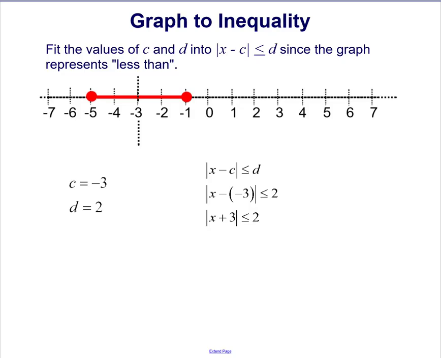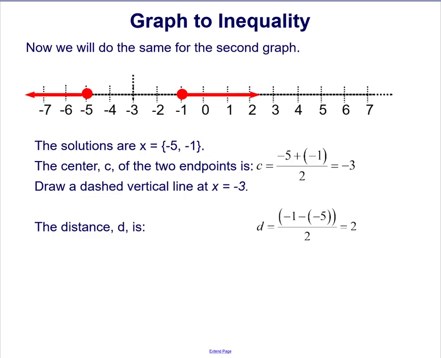Next, we fit the values of c and d into the general equation. Right here, the absolute value of x minus c is less than or equal to d. So we know that c is negative 3. We know that d is positive 2. Now x minus negative 3 is the same thing as x plus 3. So our final inequality is going to be the absolute value of x plus 3 is less than or equal to 2.